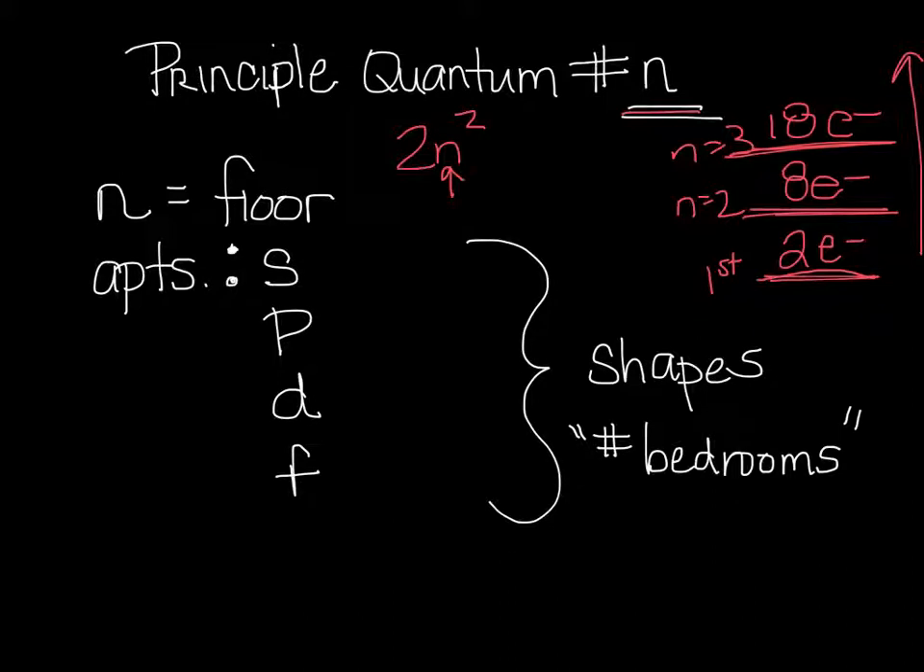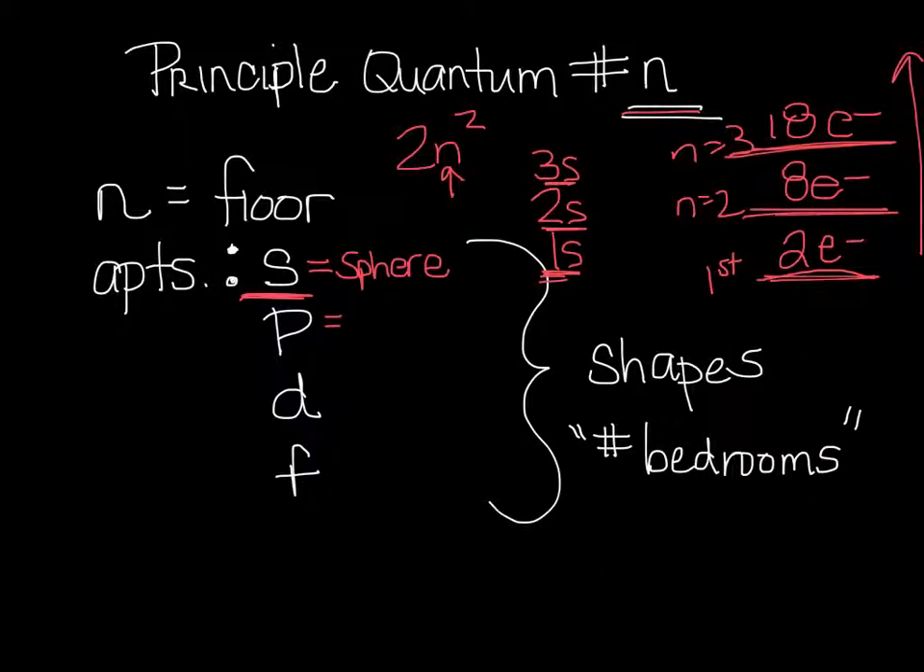Now, it also turns out that on each floor, the orbitals can have different shapes. So the first shape is called S, and it's actually a sphere shape. On the 1st floor, there is an S orbital, and it's called 1s because it's on the 1st floor. And on the 2nd floor, there's an S, and that's called 2s. And on the 3rd floor, there's 3s. So on each floor, there's a single S orbital.